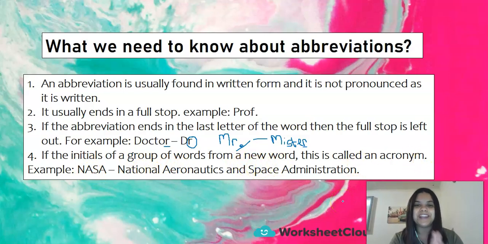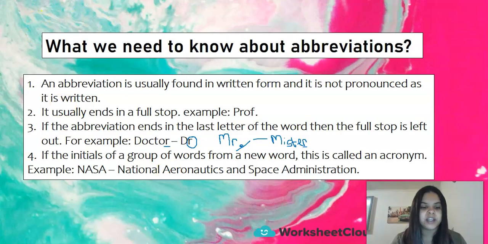Then if the initials of a group of words form a new word, this is called an acronym. So remember how in the beginning when I was trying to figure out a good example of an abbreviation for you, and I said LOL. Well, LOL is an acronym, okay? It uses the beginning letters of the words to form a new word, which is LOL. So I've given you the example here of NASA, and NASA stands for the National Aeronautics and Space Administration. Okay, that is what the word NASA stands for.